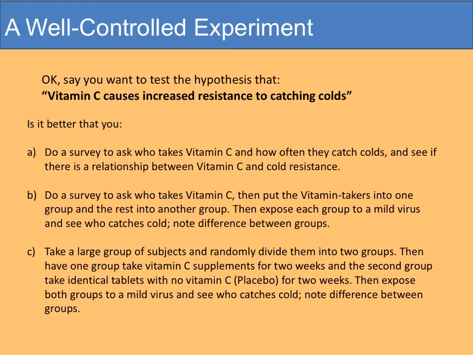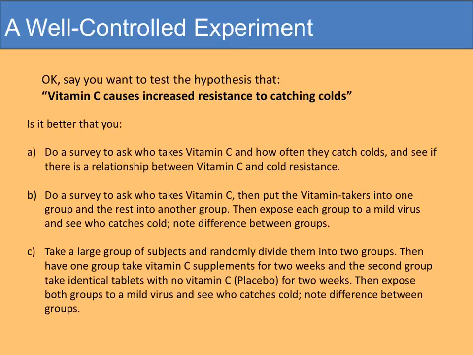Now, here's a question. Which is better in terms of determining the actual truth? Do a survey to ask who takes vitamin C and how often they catch colds, and see if there's a relationship between vitamin C and getting or not getting a cold. Or do a survey and ask who takes vitamin C, then put the vitamin takers into one group and the rest into another, and then expose each group to the cold virus. In other words, try to give them a cold.